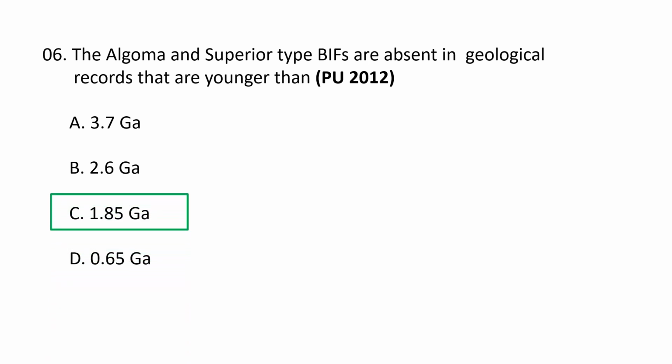So Algoma and Superior type banded iron formations are generally absent in geological records younger than 1.8 billion years ago. This is primarily due to the oxidation of the Earth's atmosphere and deep ocean at that time, which led to a change in the chemistry of the global ocean and effectively halted the deposition of these types of iron formations. So the correct option is C, 1.85 billion years ago. Next question.